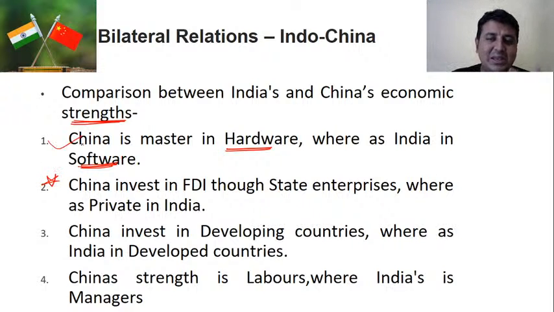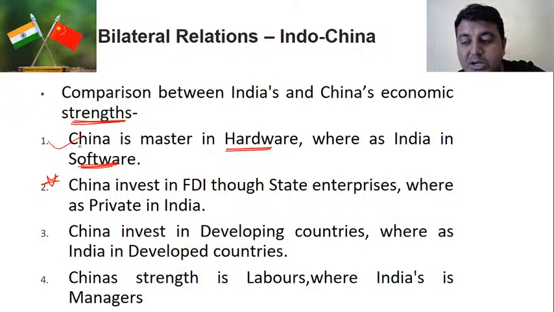The first point is very common. Anybody can tell you. But the second point is most important. That is, China invests in FDI through state enterprises. When China invests in any particular country as FDI, they invest only through state enterprises. Whereas in India, FDI investment was from private players. Am I right or wrong?